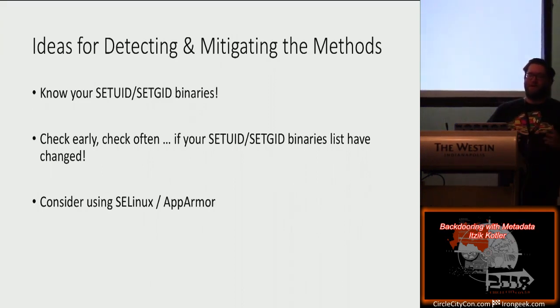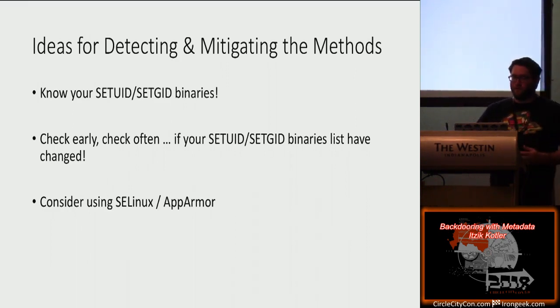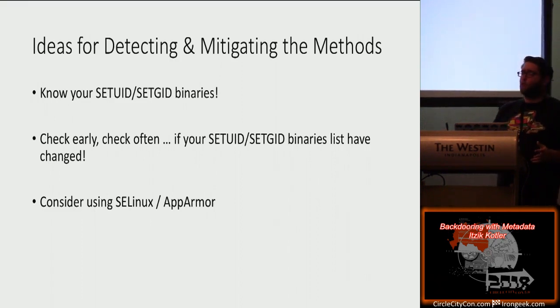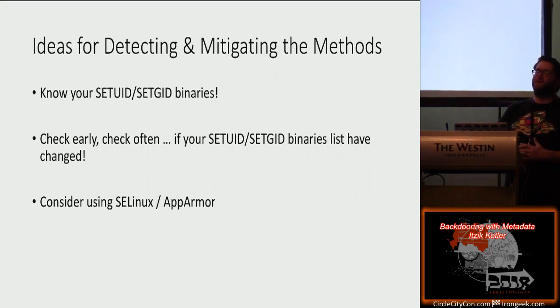So first and foremost, know your binaries. The second is check early, check often. Like I said, checking that list on a daily basis, or using programs that can do it in a near-time fashion, could help to keep you up to date. And third is to use hardening utilities that basically subvert the power of setuid.